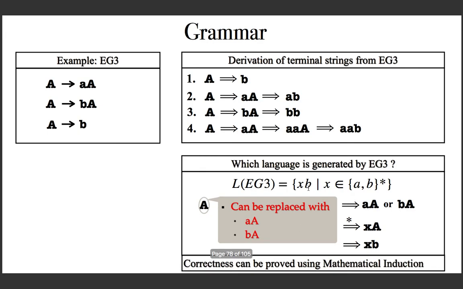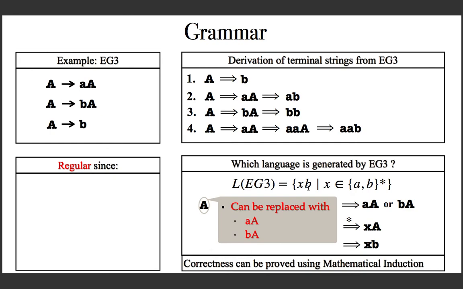Here again, you can use the principle of mathematical induction to prove the soundness and completeness. Try doing it if you are getting time. And you can see that this language is again regular. Why? Because there exists an NFA for accepting any string ending in b.